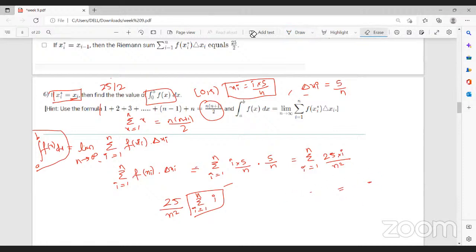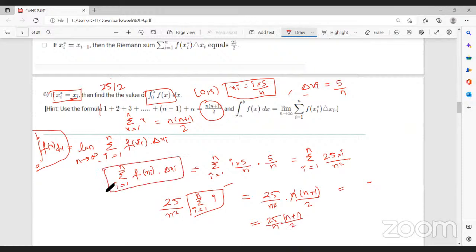So what will I get? Here I will get 25 upon n square into n into n plus 1 by 2. So this n and this n will get cancelled, right? So I will get 25 into n plus 1 by 2 upon n. Yes, sir. So this is the value of this particular thing.